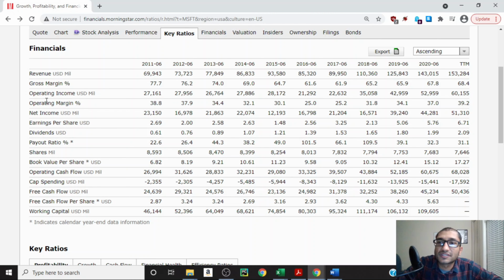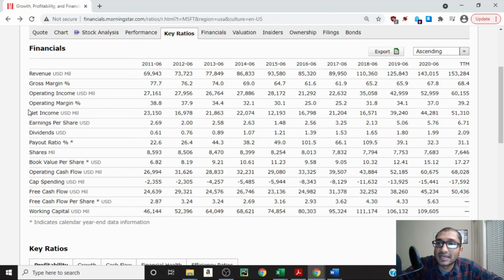Next is the operating margin. The operating margin is the ratio of the company's operating income to its revenue. Ideally, we want to see the company's operating margin staying steady or increasing. Back in 2011, Microsoft's operating margin was about 38.8%. Over the next few years, the company's operating margin declined every year. It got all the way down to about 25% in 2016. After that, we can see that Microsoft's operating margin has been increasing every year, and for the trailing 12 months, it's sitting at about 39.2%.